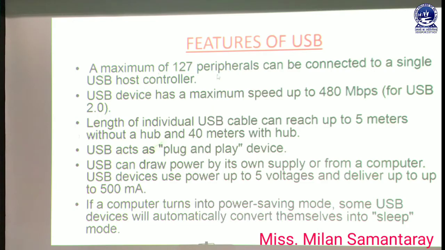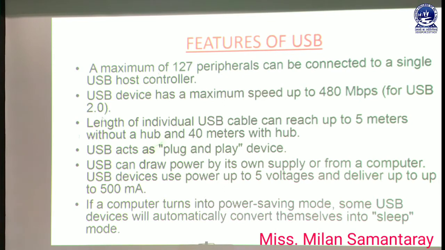A maximum of 127 peripherals can be connected to a single USB host controller. So if we have a USB host controller, such as the PCI controller or the ISA controller, by using that controller device at a time we can connect 127 peripherals to the system. Then a USB device has a maximum speed of up to 480 megabits per second for USB 2.0.